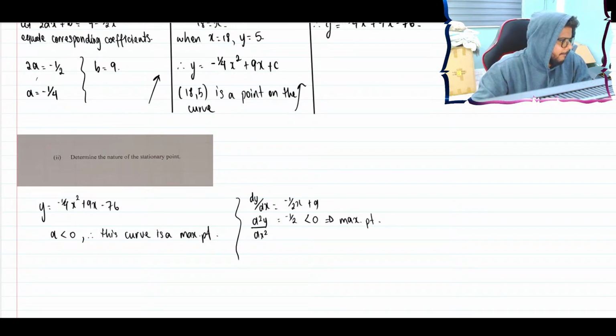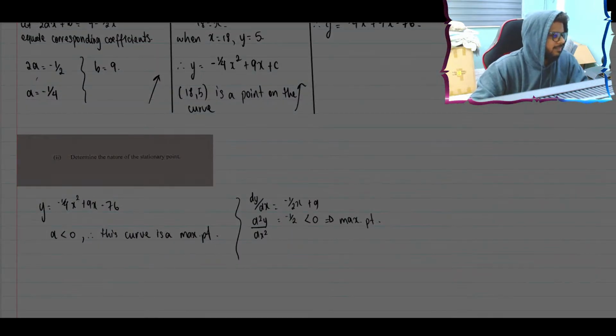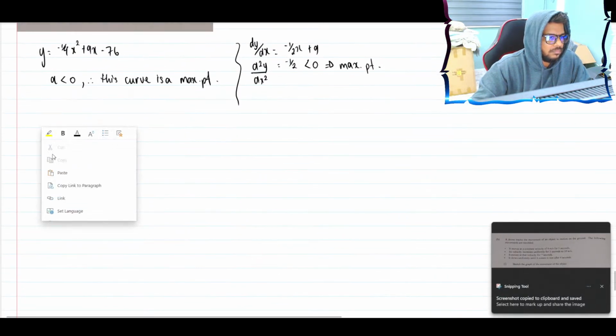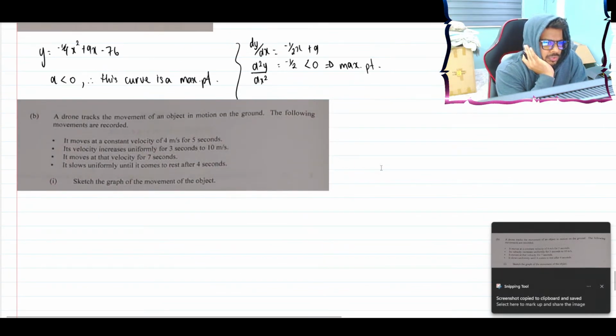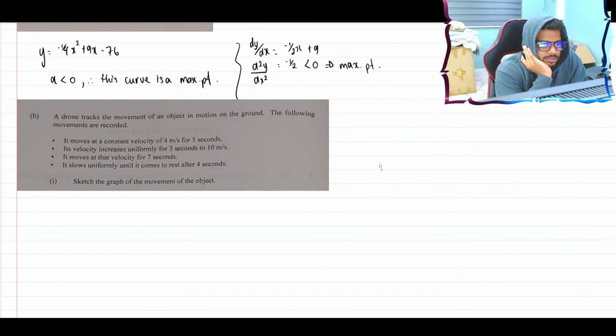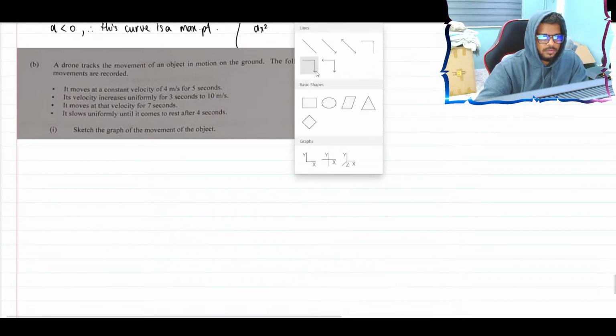Velocity time. A drone tracks the movement of an object in motion on the ground. The following movements are recorded. It moves at a constant velocity of 4 meters per second for 5 seconds. Its velocity increases uniformly, and it moves at that velocity, then it slows. Sketch the graph. All right, so let me sketch the graph here.